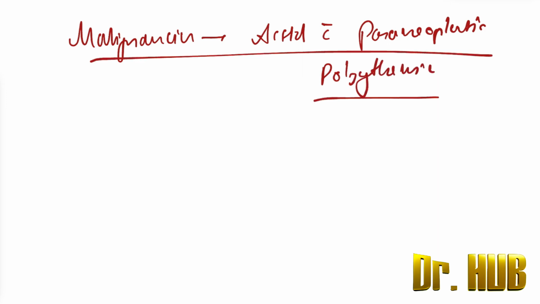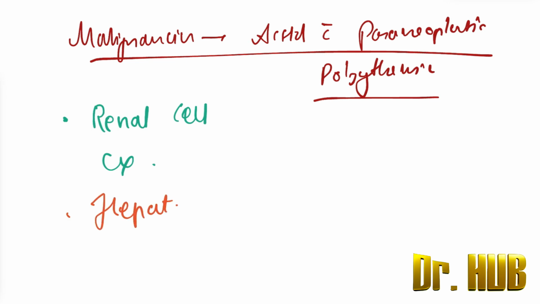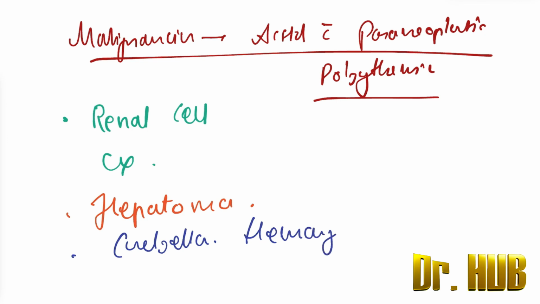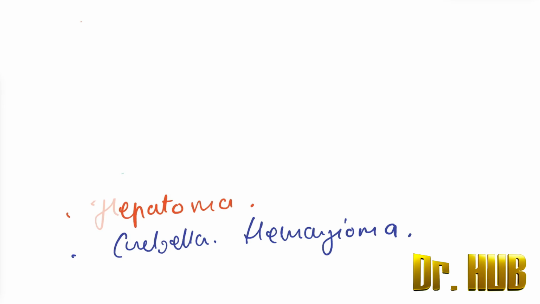So what are the malignancies which are associated here? There is the RCC, that is a renal cell carcinoma. Next, there is also the hepatoma. Next comes the cerebellar hemangioma. Then there is also the adrenal cortical tumor.